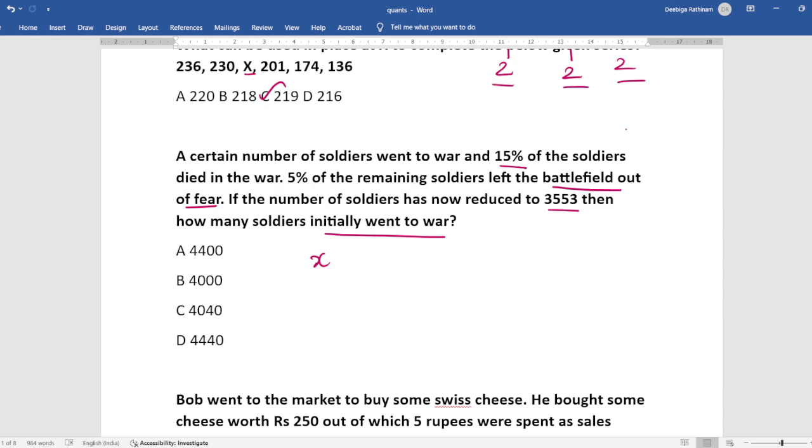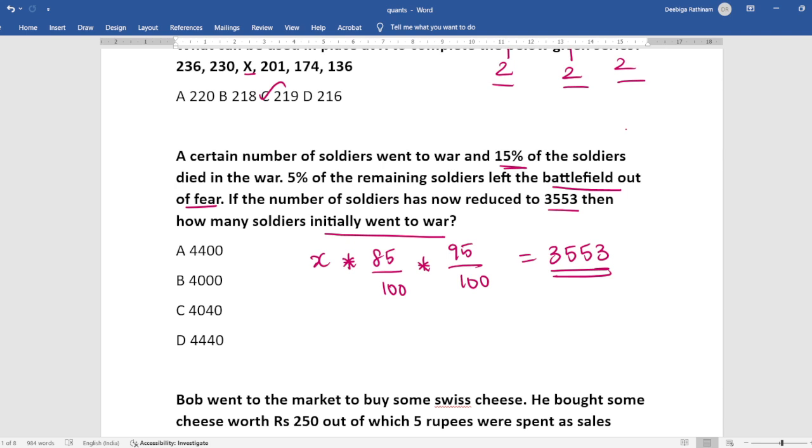Okay. So 15% of the soldiers died in the war, which means the remaining 85% are still alive. And 5% of the remaining soldiers left the battlefield out of fear, and that means 95% didn't leave. So this is actually the remaining soldiers who are still alive and didn't leave the battlefield, and that is the number 3553.